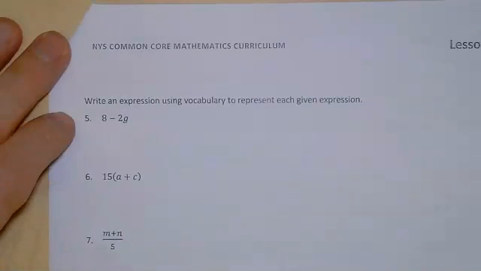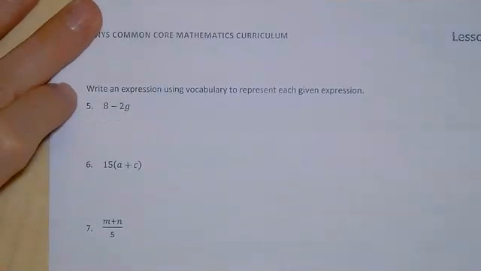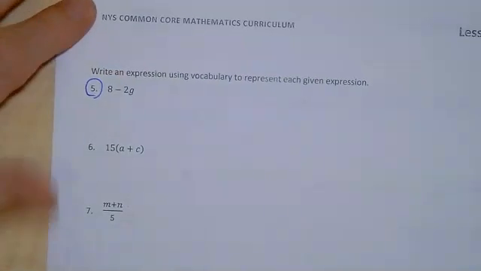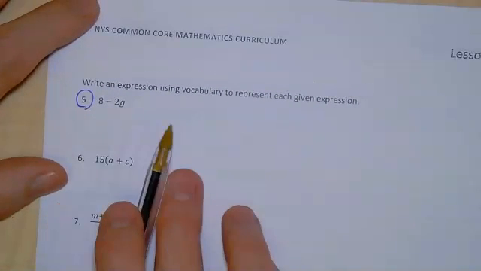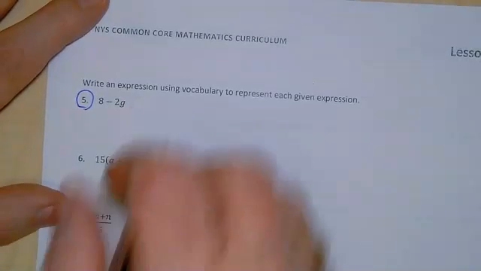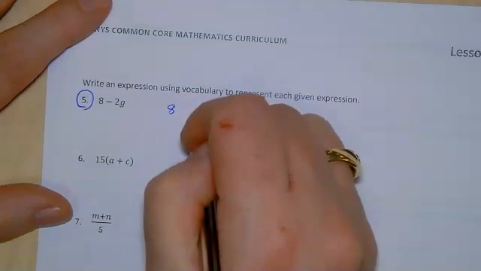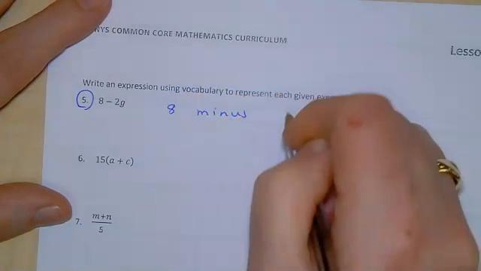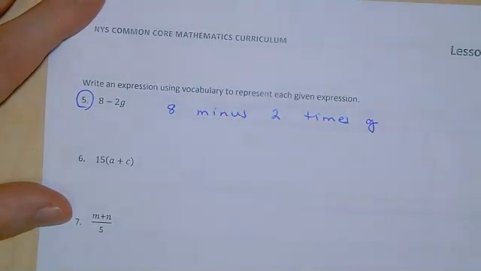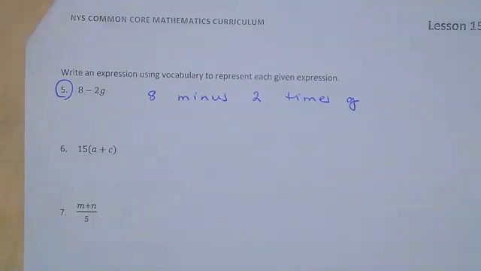So let's take a look over here. We're going to practice our foreign language skills. Yay. Number 5. That is math. Tell me what it says in words. Dominic? 8 minus 2 times G. Genius. G for genius today.